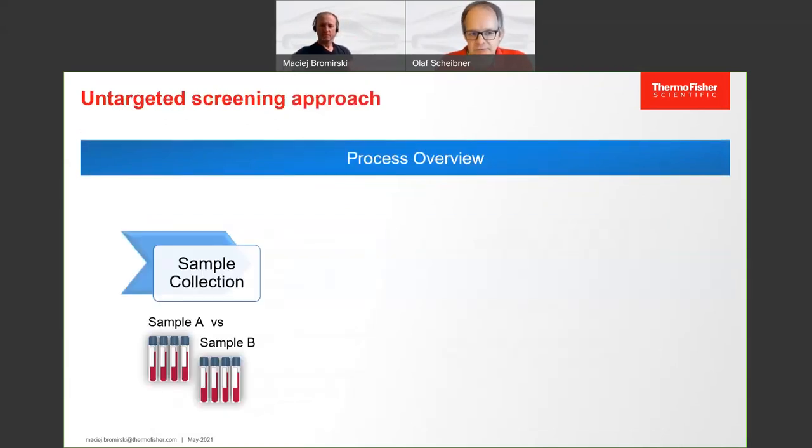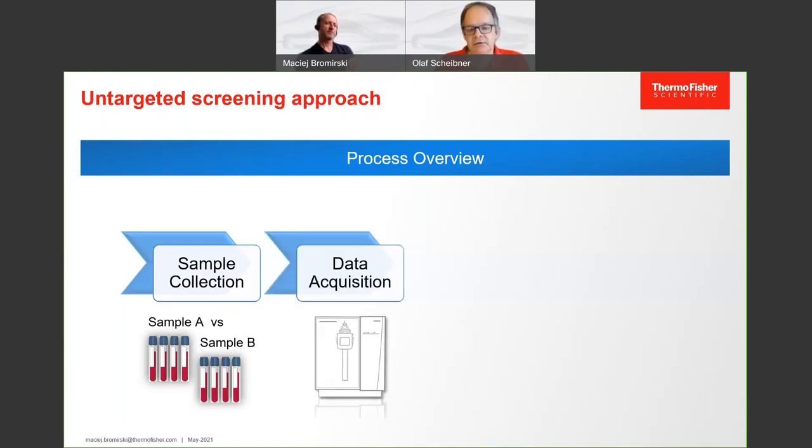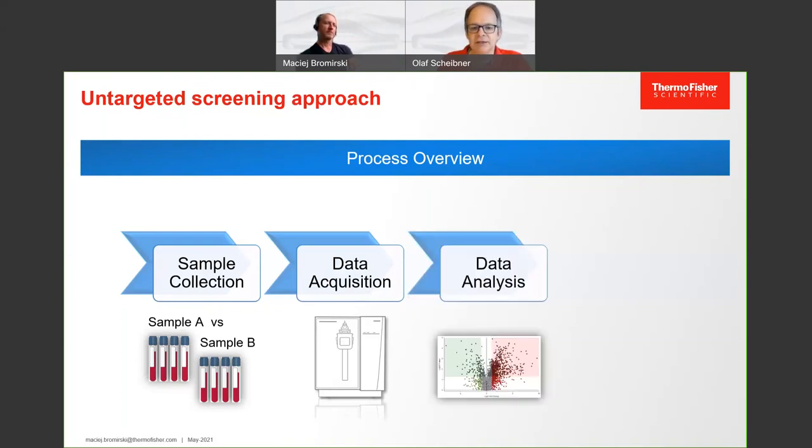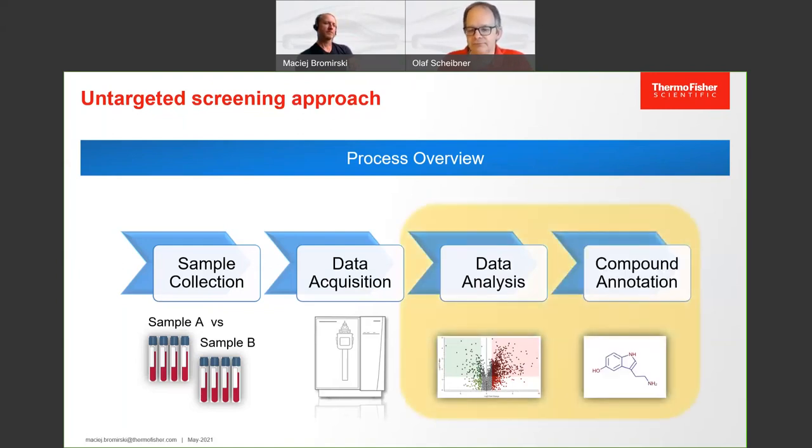What we are doing here, in the first place, of course, we have samples. This can be sample A and sample B, but this can be C, D, E, F, G. So the batches can be rather large, and the projects you're working on can be rather large. The major thing is we are looking, in the first place, at differences between samples. We compare certain samples. We acquire the data on an accurate mass spectrometer, specifically the Exploris in this case. And once we've done that, we go into data analysis and compound annotation. And this part is what Compound Discoverer does.